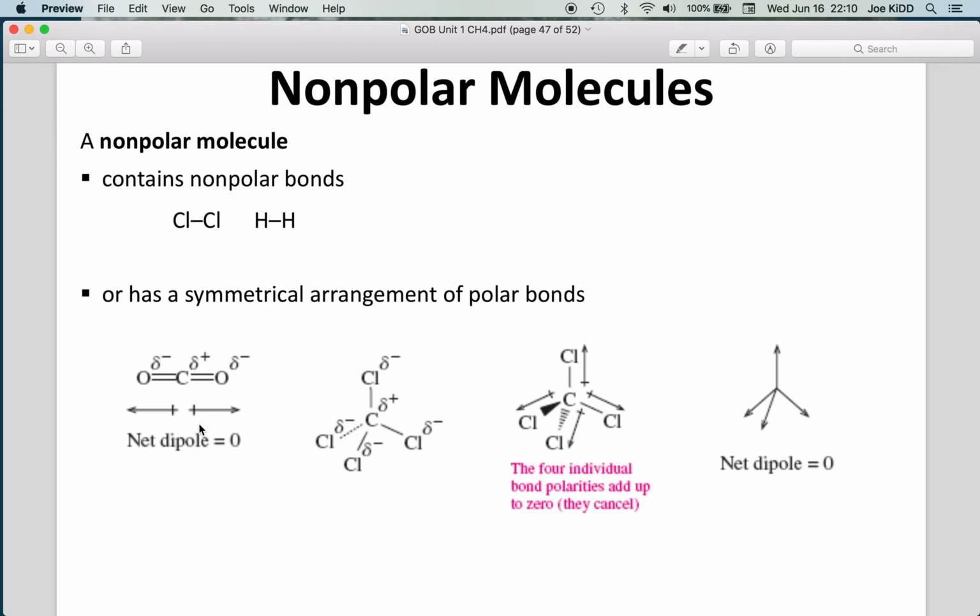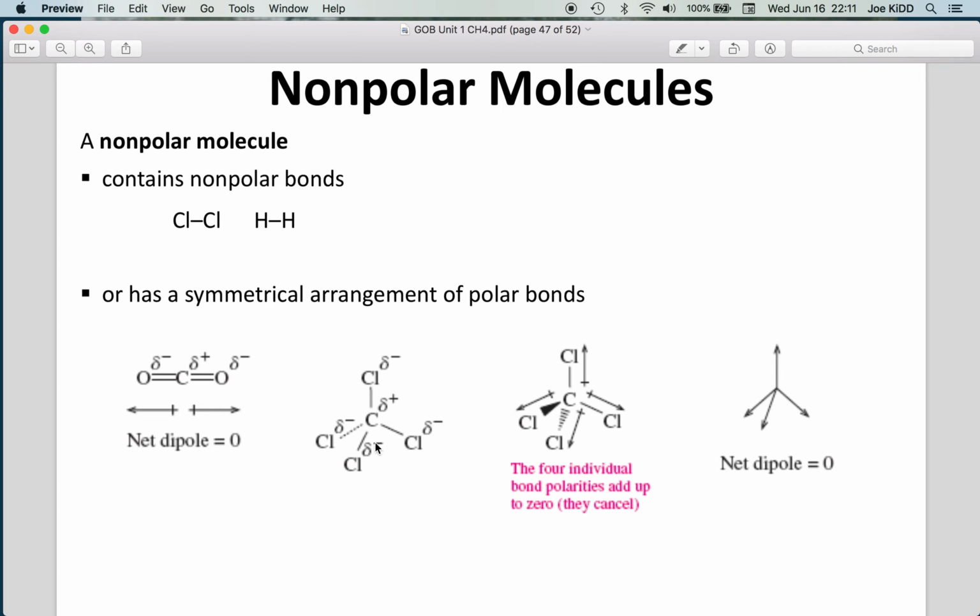So for example, in CO2, this is a linear molecule. This C=O is a polar bond, and this C=O is a polar bond. But I can draw a line, I could cut a knife right down the center. It's symmetric, so this is pulling equally to this pulling. And because of that, overall, there is no polarity to the molecule as a whole.